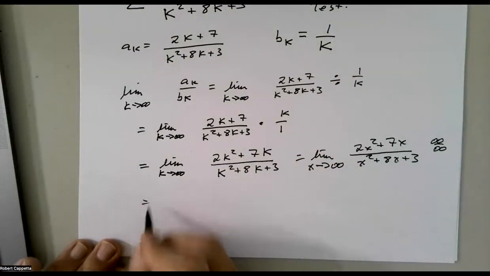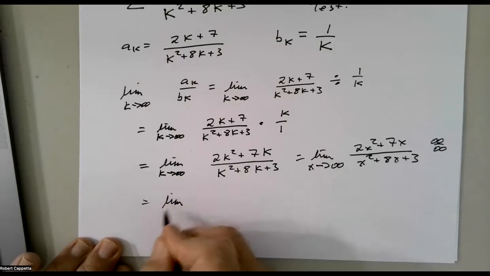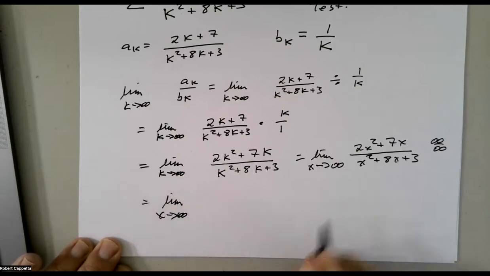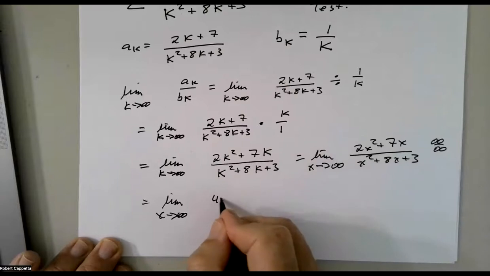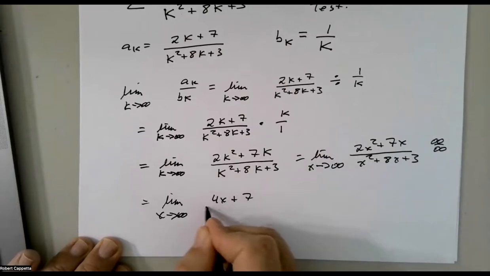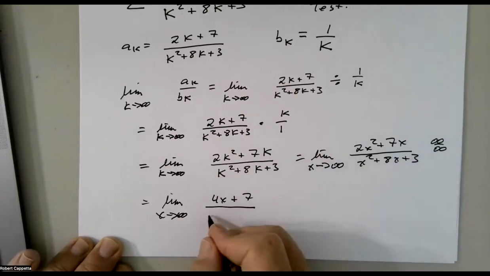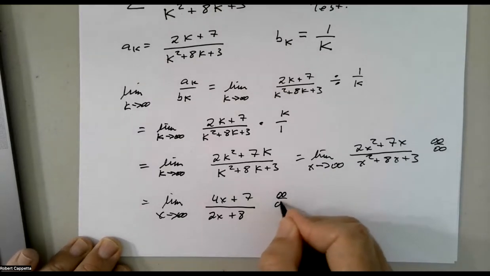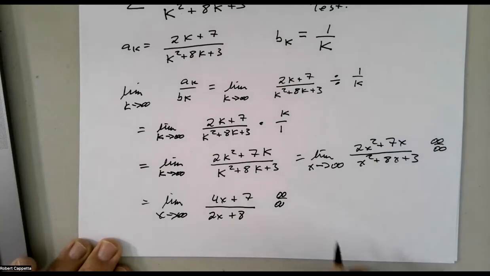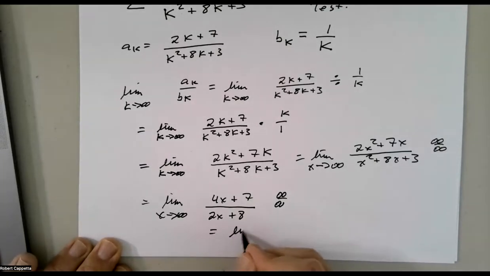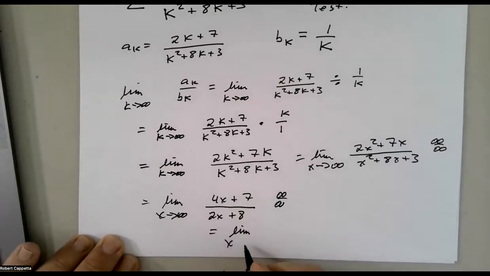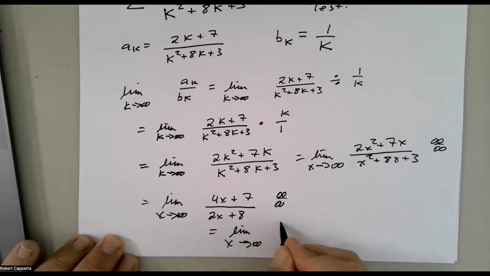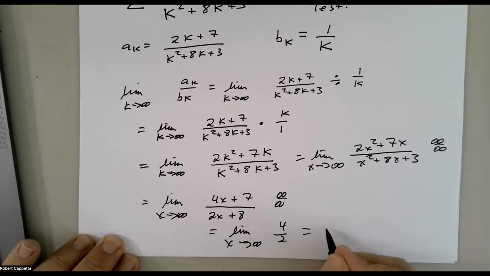We'll have the limit as x goes to infinity. What's the derivative of the top? 4x plus 7. What's the derivative of the bottom? 2x plus 8. And it's still infinity over infinity, so I can use L'Hopital again. What will that give me? Limit as x goes to infinity. Derivative of the top is 4. Derivative of the bottom is 2.